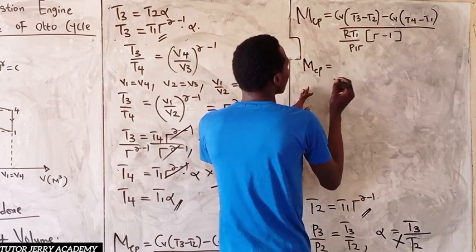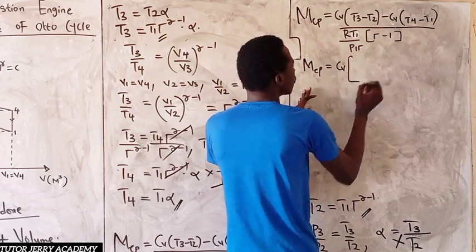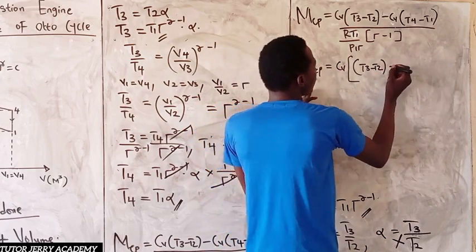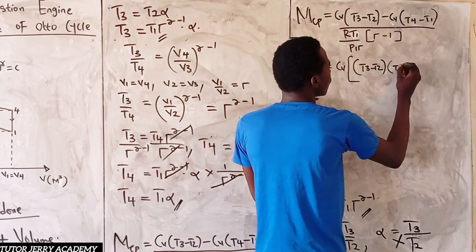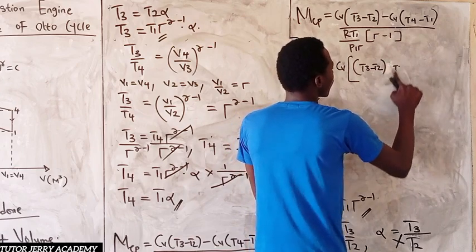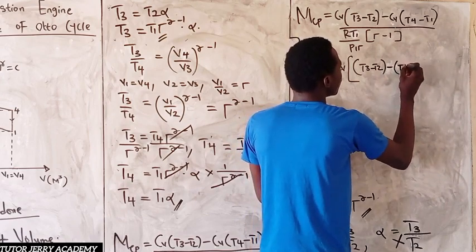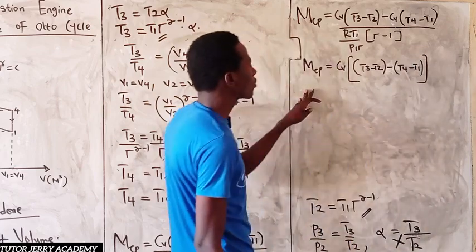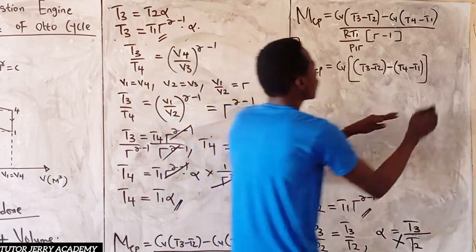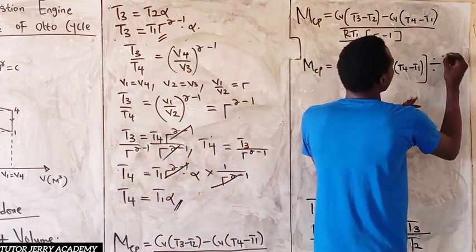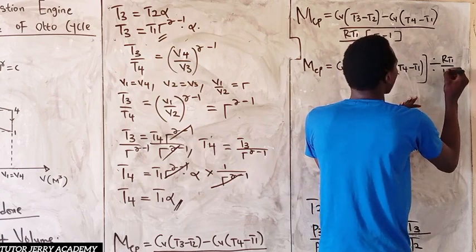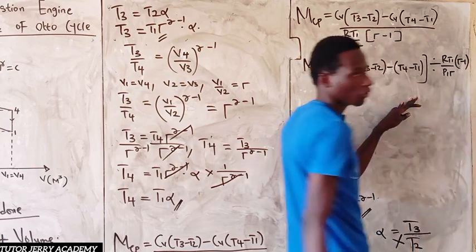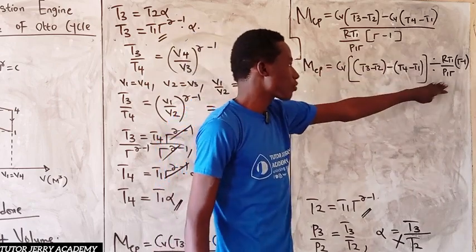So if we do that, our mean effective pressure will be equal to CV into the bracket of T3 minus T2, close bracket, into the bracket of T4 minus, don't forget your minus, T1, close bracket. Now, of course, you know that what is here is still the same thing as divide by RT1 all over P1 compression ratio into compression ratio minus 1.